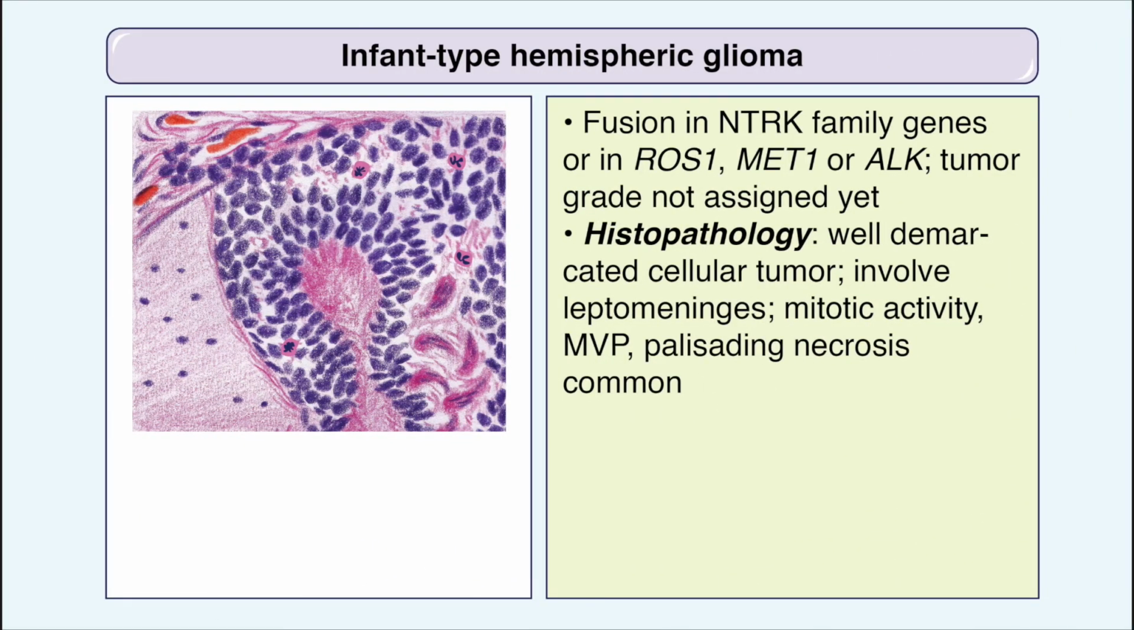Infant-type hemispheric glioma. This group of tumors is characterized by a typical receptor tyrosine kinase abnormality, like fusion in NTRK family genes or in ROS1, MET, or ALK. The tumor grade is yet to be assigned. Morphologically, these are highly cellular tumors with well demarcation and often involve the leptomeninges. High-grade features like mitotic activity, microvascular proliferation, and palisading necrosis are common.